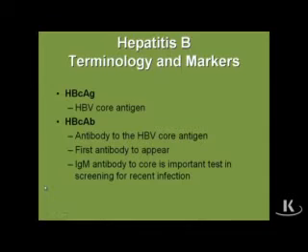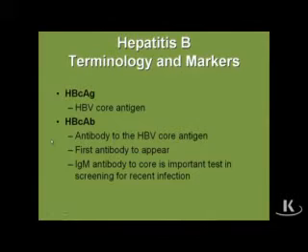But antibodies to the core antigen are essential in determining recent infections. During infection with hepatitis B, antibodies to the core antigen are the very first ones to appear. So this is going to be important in screening people for hepatitis B infections, especially acute infections.